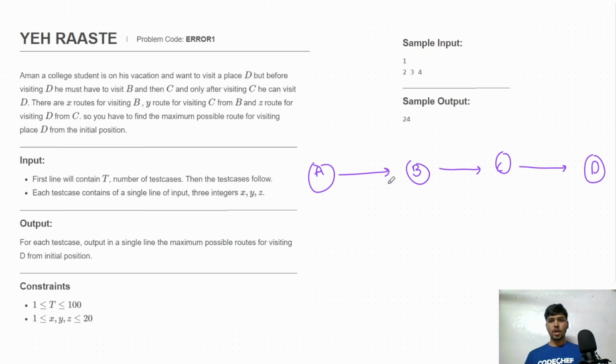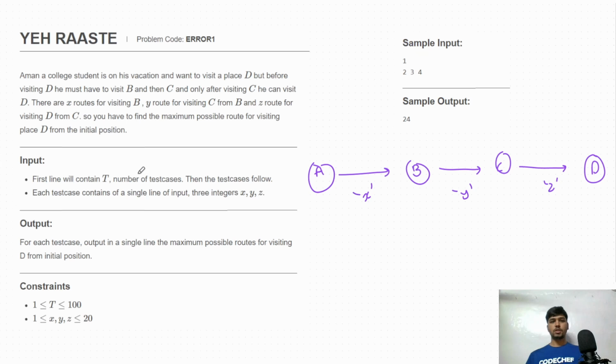And there are total X number of ways to go from A to B. There are total X ways. And there are total Y ways to go from B to C and Z ways to go from C to D. And finally, we'll have to print the maximum number of ways to reach D from A.